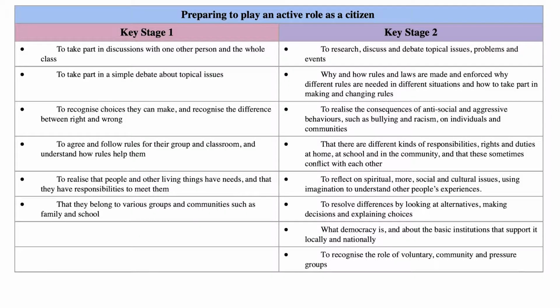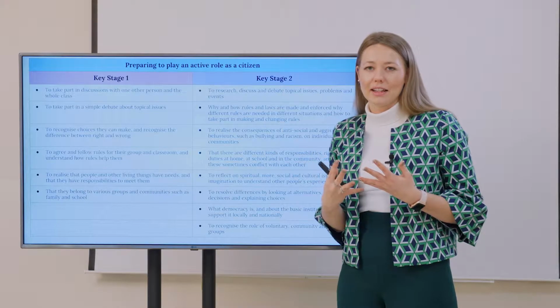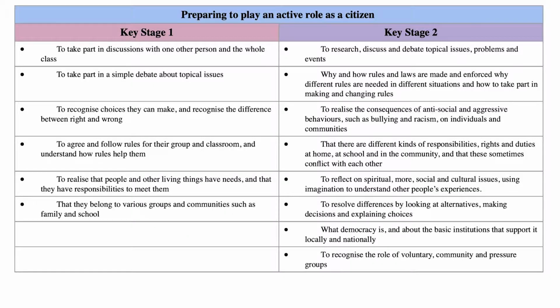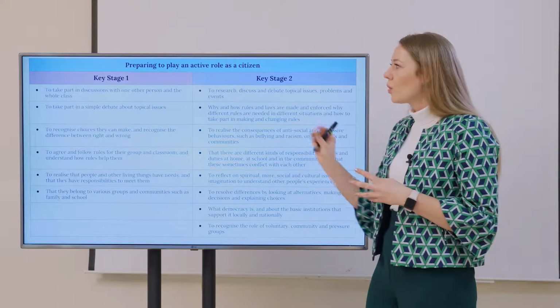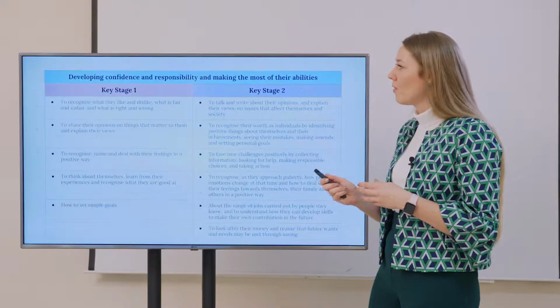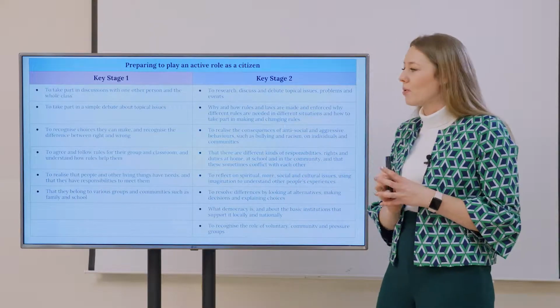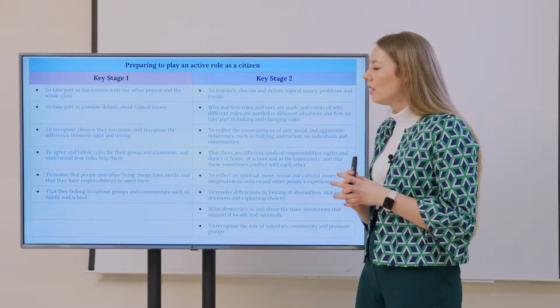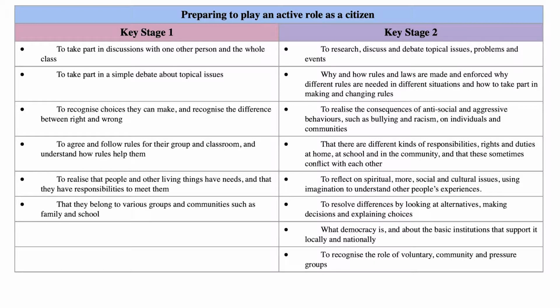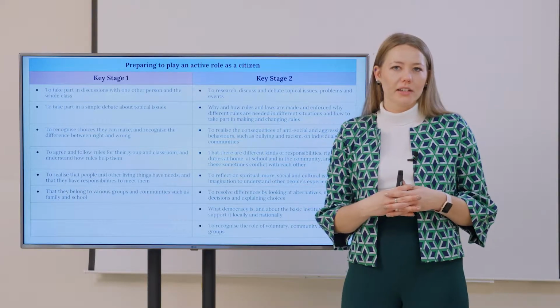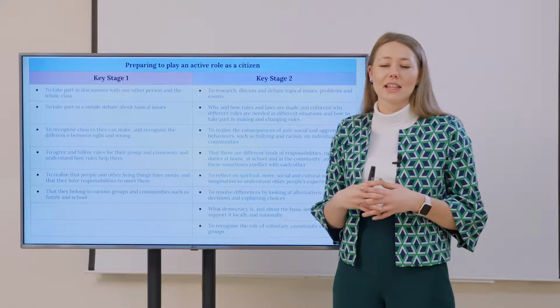This strand asks the children to make sure that they are debating in topical issues which might be surrounding the area that they live in. To recognise choices that they can make and recognise the difference between right and wrong. Quite a lot of these strands, such as the strand before and this strand, have similar objectives, and that's very, very important to recognise. We also move on to agreeing and following rules for their group and classroom and understanding how rules help them. This is a very, very important objective and something that I'll come on to later in this lecture.